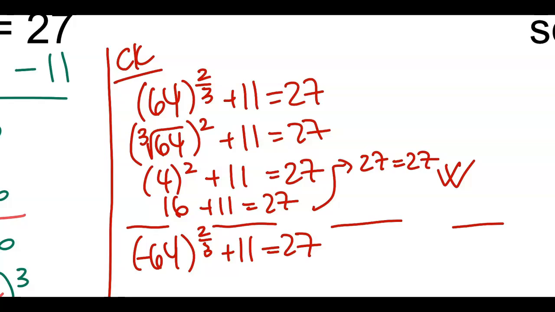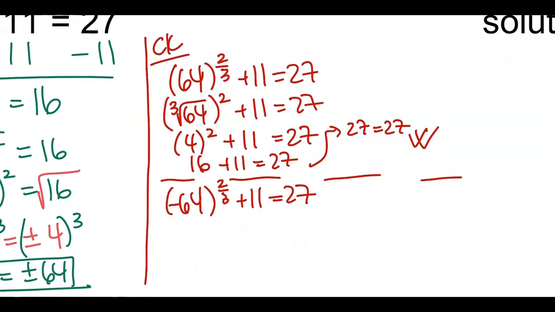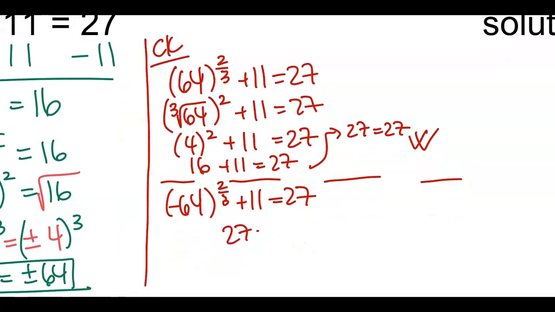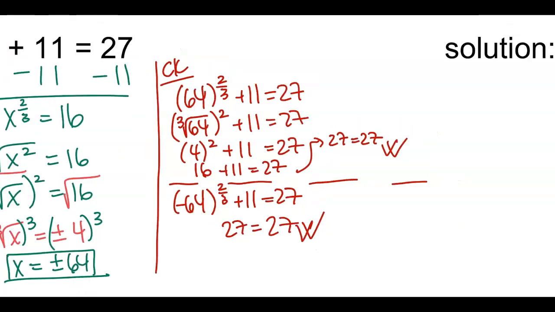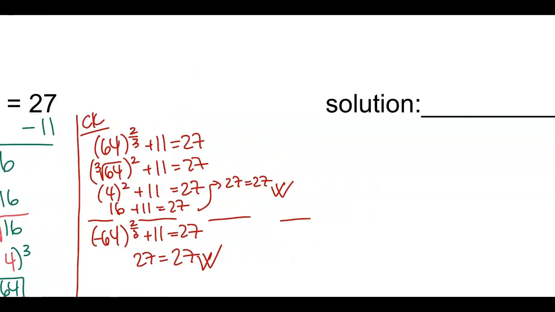You guys tell me, is negative 64 also going to be a solution? Yes, negative 64 will be a solution. If you simplify it, you will get 27 equals 27, and they're both positive. So both of the solutions that we have, positive and negative 64, you could write it as plus minus 64 or write it as two separate numbers, positive 64 and negative.